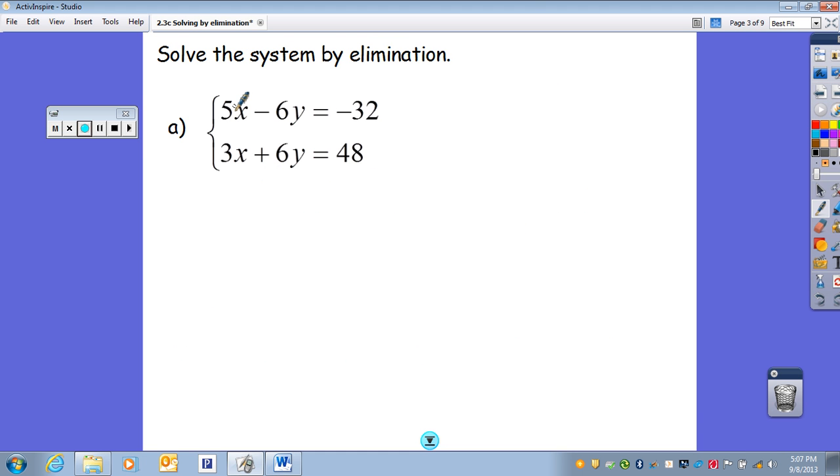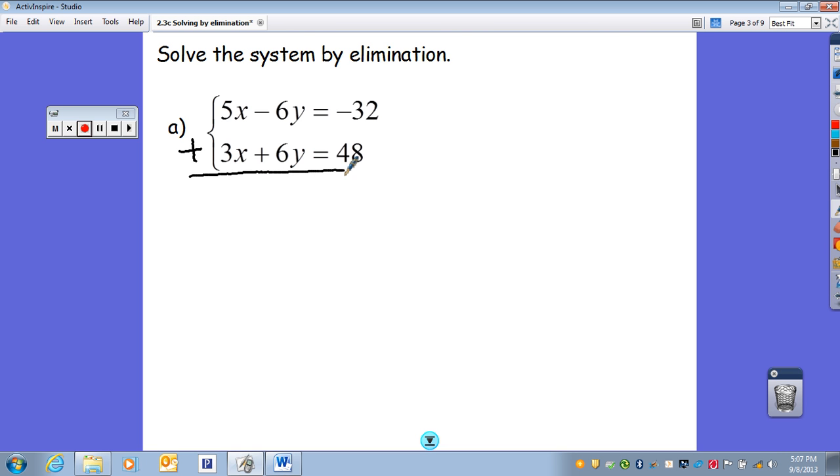In this case, we want to check first that our variables are lined up vertically. So we have the 5x on top of the 3x, negative 6y on top of the 6y, the equal signs, and then our numbers on the other side lined up vertically. To do the process of elimination, we're going to add the two equations together vertically. But we also want to check to make sure that one of the variables is the exact opposite of the other. We do have negative 6y and positive 6y. So we're going to simply add the two equations together.